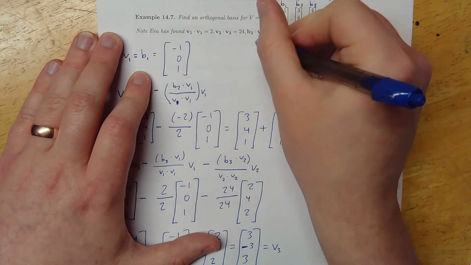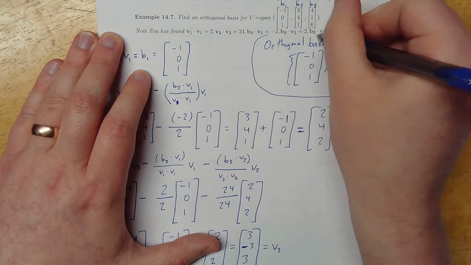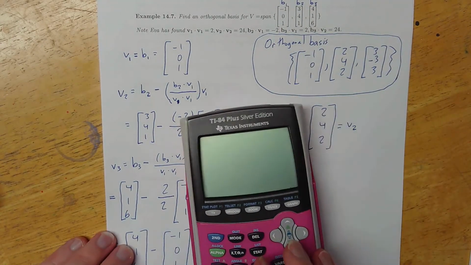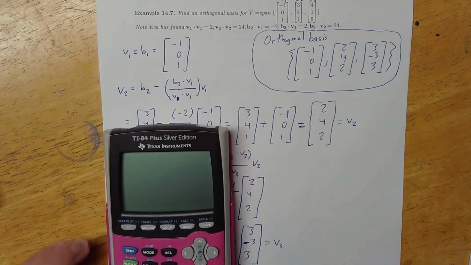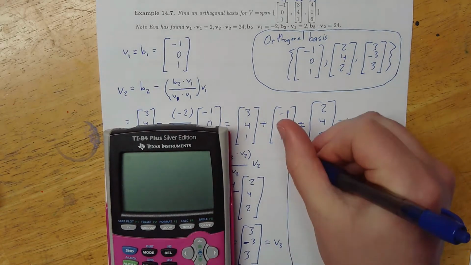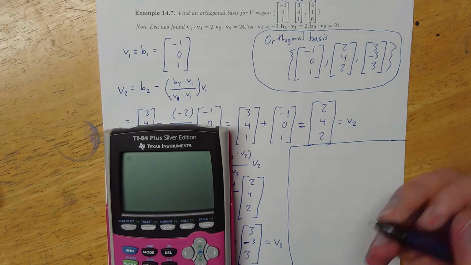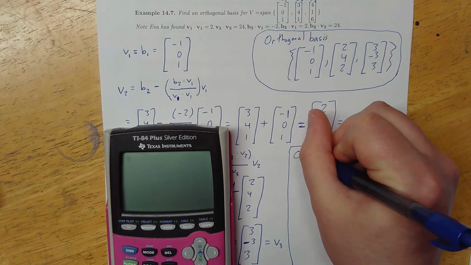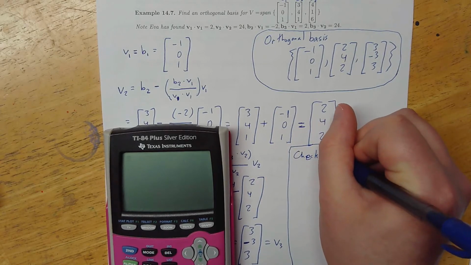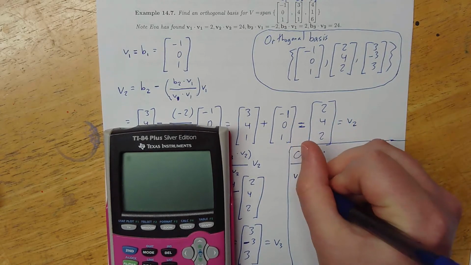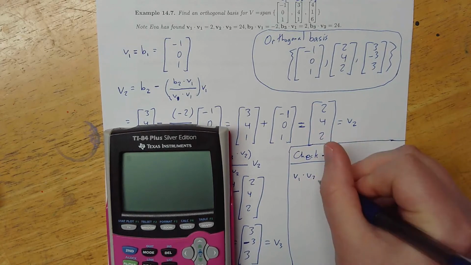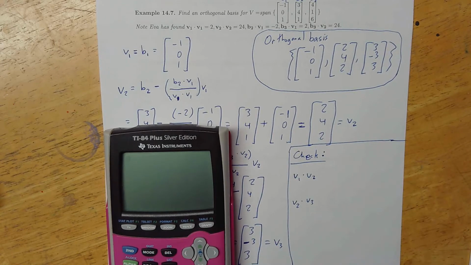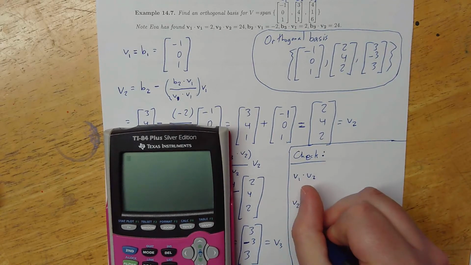And so the question is, if you're doing this on an exam and you wanted to double check that this was indeed orthogonal, how would you do that? So the check here is just to make sure that all the dot products are 0. So we can check by finding v1 dotted with v2, finding v2 dotted with v3, and finding v1 dotted with v3.